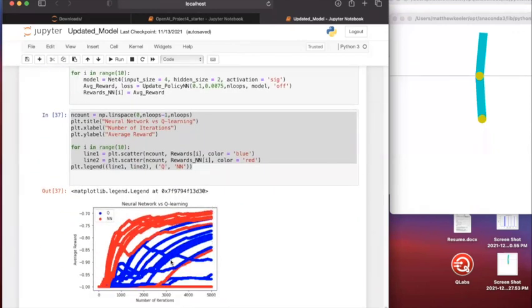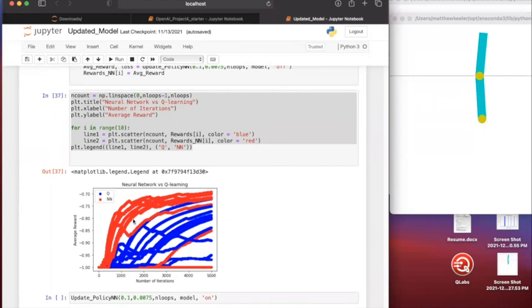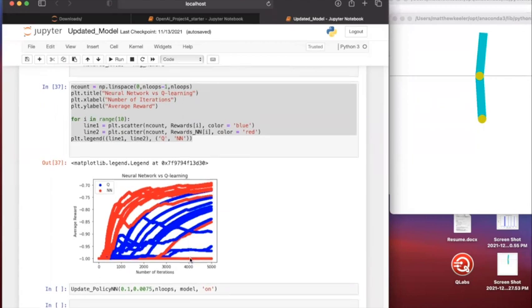Here you'll see me plotting the behavior of the neural network compared to the linear Q-learning, and the neural network completely outshines the linear Q-learning. It begins to hone in on a policy much earlier in number of iterations, and the policy it hones in on tends to be much better than the one in Q-learning after 5,000 iterations. So the red is the neural network and the blue is the Q-learning.